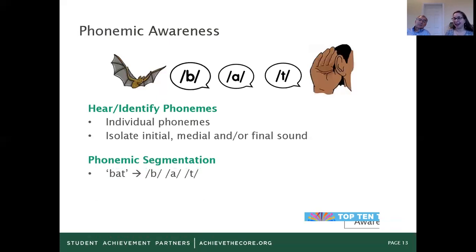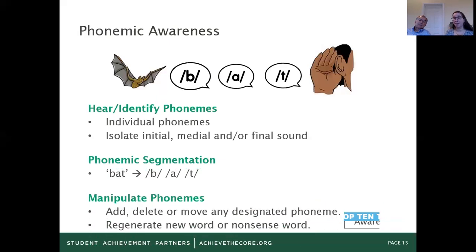And as they move through that, we want them to also manipulate phonemes. That's what you did in the first task, where you're adding or deleting or moving designated phonemes.